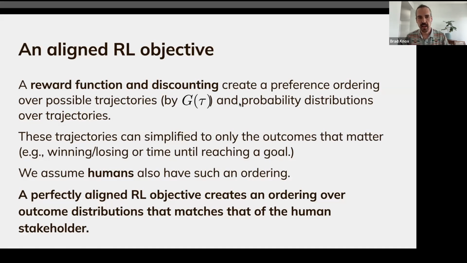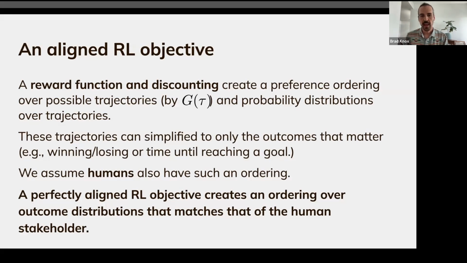These trajectories can be simplified to only the outcomes that matter to make them more human readable. So for instance, if you're playing a board game, you might simplify a trajectory to just whether it ends up winning or losing. Or if you're trying to get to a goal as fast as possible, you might simplify the trajectory to the time that it took to reach the goal, or the number of time steps.